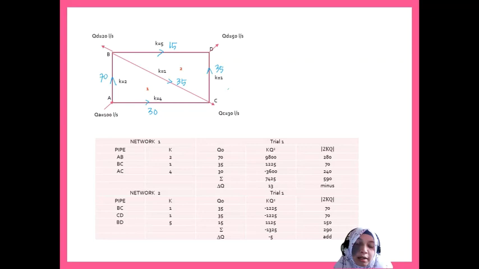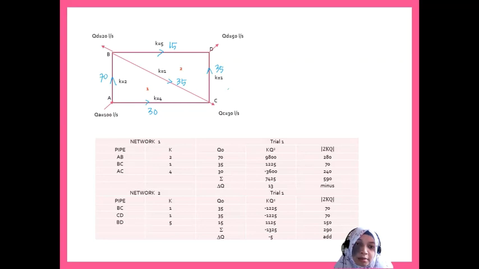If it is okay, we can move to point D. In point D, Q in is 50. So we can assume that in point D, Q in is 15 and 35, so Q out is 50. Q in equals Q out. It is okay. So we move to point C.